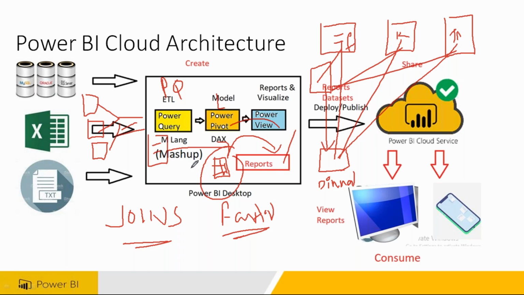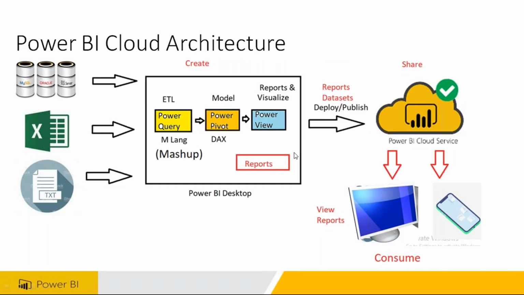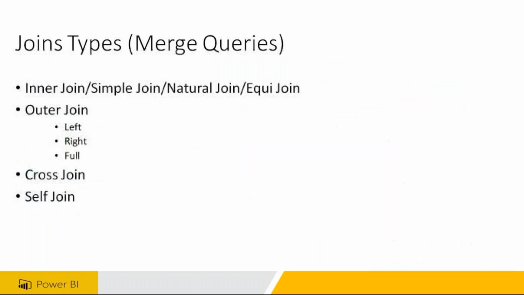Clear? So I don't want to have the three tables coming to the Power Pivot. You get the data from the source, you create one table, you load the table. So if you want to combine the data, what is the option you have? Joins. Clear? So what is the need for the join? Joins are used to retrieve the data from multiple tables. Clear? To retrieve the data from multiple tables, we're going to be using joins, right? So what are the joins we have? Joins are called merge queries in Power Query.